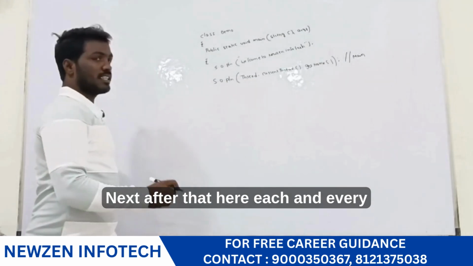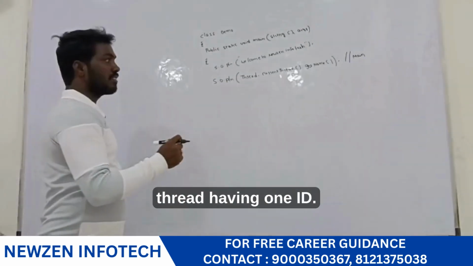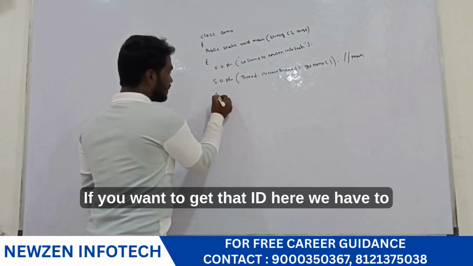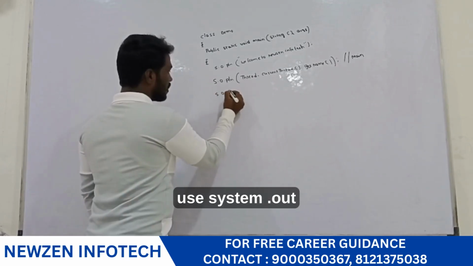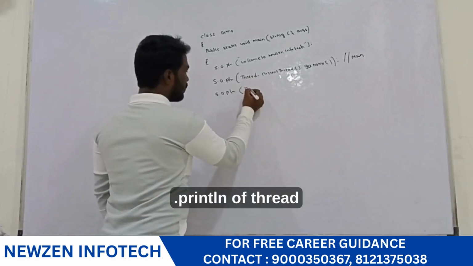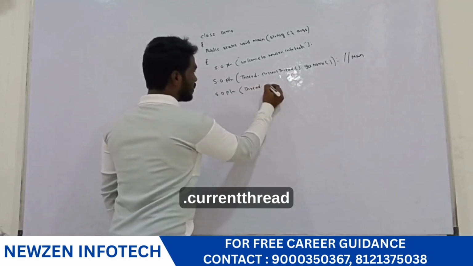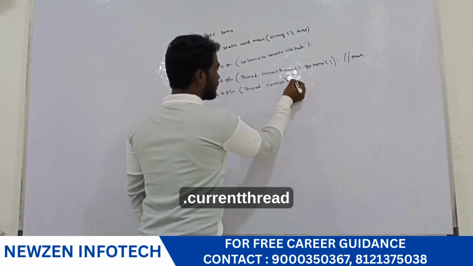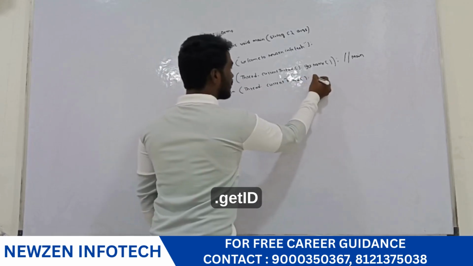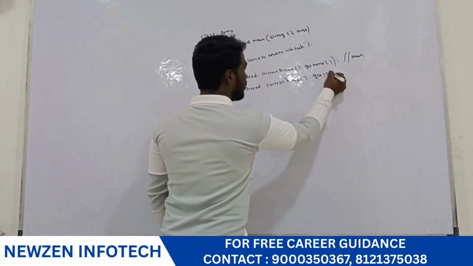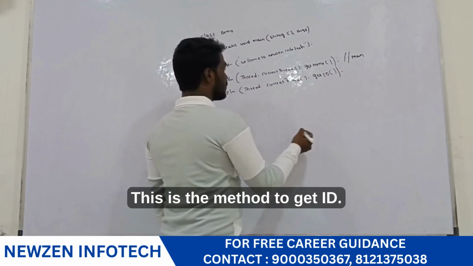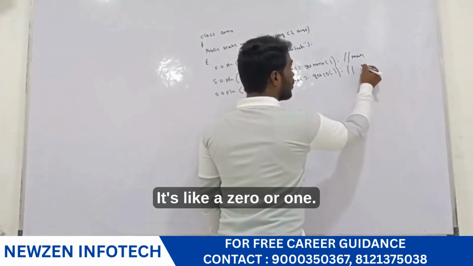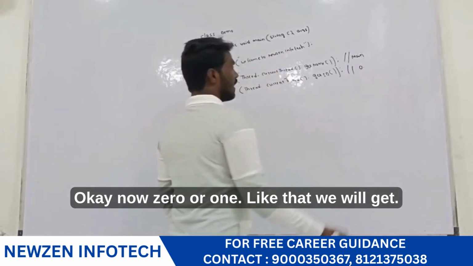Next, every thread has one id. If you want to get that id, we have to use System.out.println of Thread.currentThread().getId(). This is the method to get the id. Here we will get some id, like 0 or 1.